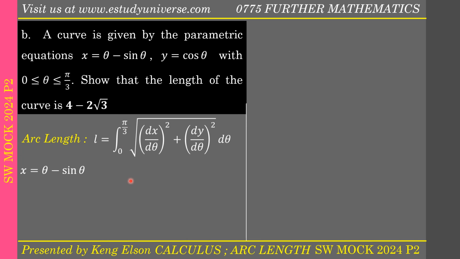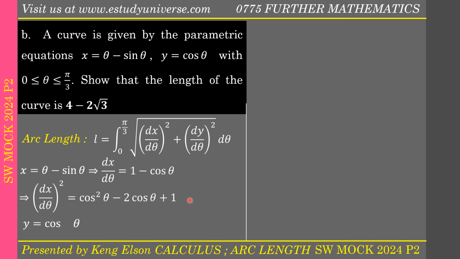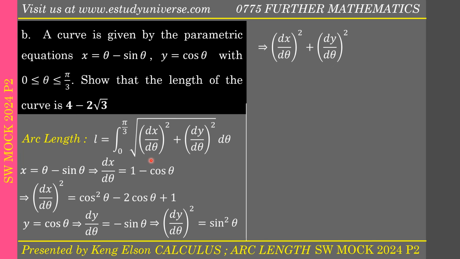So my x was given as theta minus sine theta, so I need to get dx by d theta by differentiating both sides with respect to theta. Differentiate theta, you get 1. Differentiate sine theta, you get cos theta. Now let's square. When I square dx by d theta, I need to square 1 minus cos theta, and expanding, you're going to get cos squared theta minus 2 cos theta plus 1. Now y is cos theta, so differentiating gives us negative sine theta, but once we square, we get positive sine squared theta. Now what becomes of what is inside the square root?